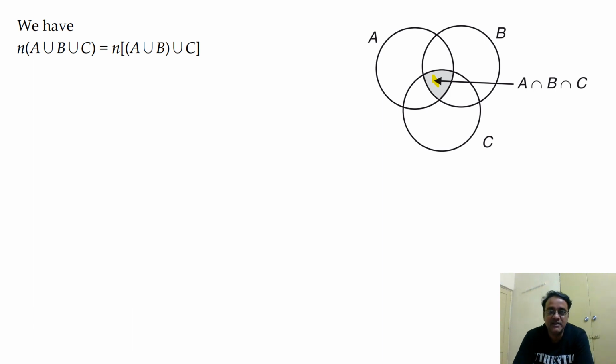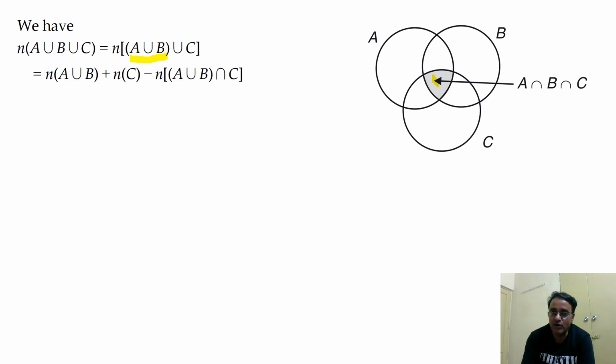We are going to use the previous formula. Here A union B is one set and C is another set. If we apply the two-sets formula, we'll get n of A union B plus n of C minus n of A union B intersection C.